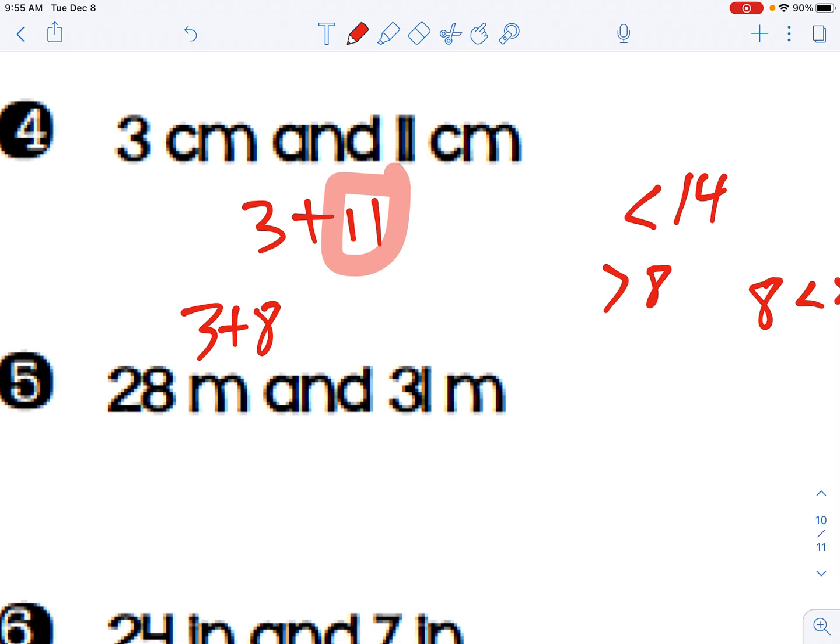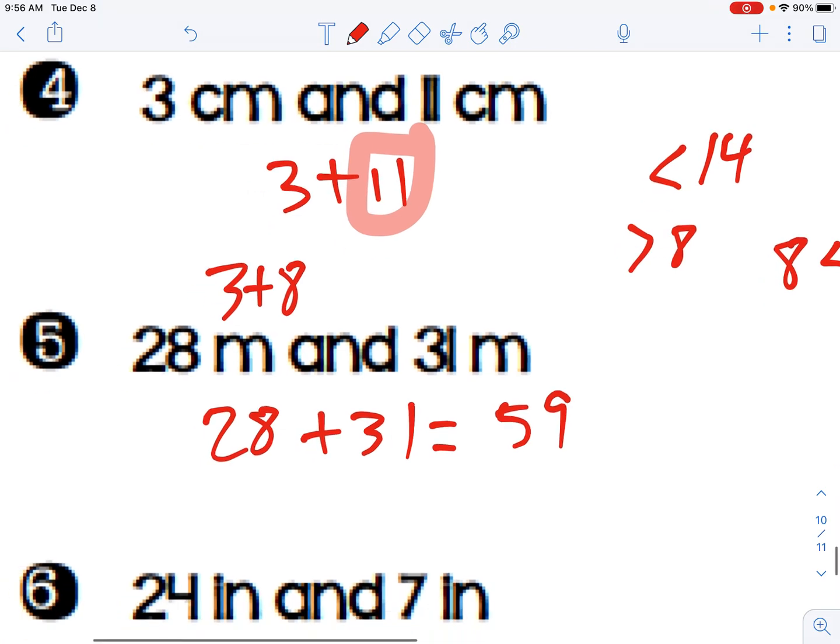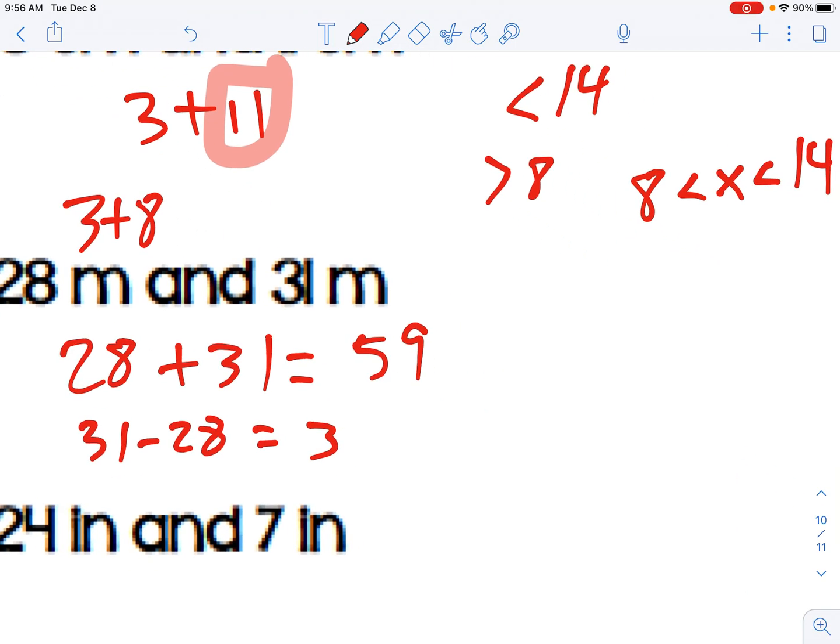So if these are the two side lengths, they could be the two smallest ones. 28 plus 31. That's going to give us a grand total of 59. Then we're going to subtract them. So either those two are the smallest and I have to be less than 59, because if I'm bigger than 59, I'm not going to add and be greater than the third side. Or I'm going to subtract them. So this is going to be a wide range. Since those two are so close in size, then I'm going to have a longer range. So I'm going to be greater than 3.